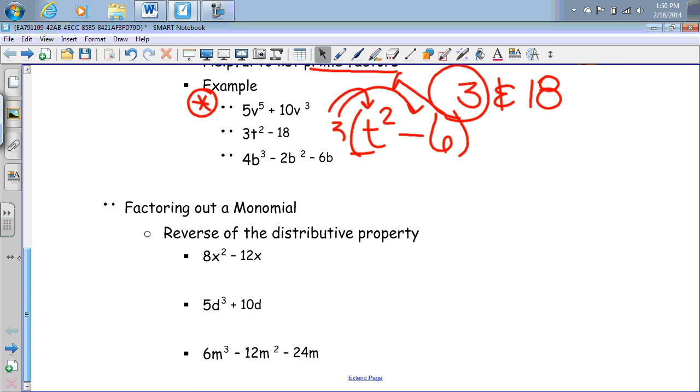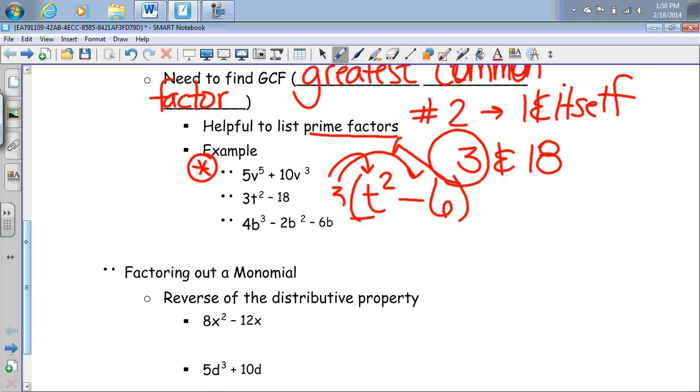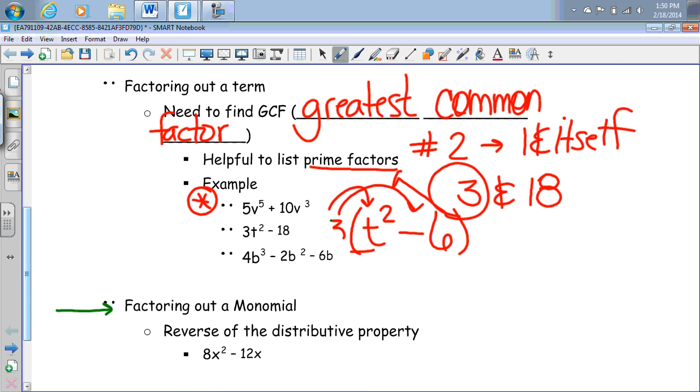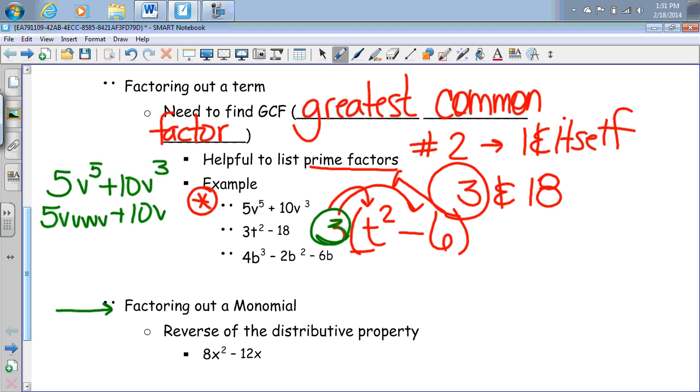Let's factor out a monomial. We're going to reverse the distributive property. All of these are going to be the same when it's going to be like factoring out a monomial because we're going to factor out more than just a number. So when we look at 5v to the 5th plus 10v cubed, I have 5 with 5 v's, right? 1, 2, 3, 4, 5, plus 10 with 3 v's.